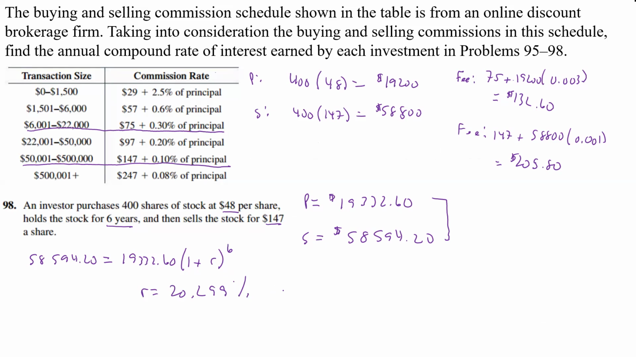Now, if they wanted it to 1 decimal place or whatever, that'd be 20.3% or 20.30%, depending on where they rounded it. But to the 3, like they've been having us do sometimes, that would be what our interest rate was on this one. All right, so that's all I have for this section. Hope that will help you.